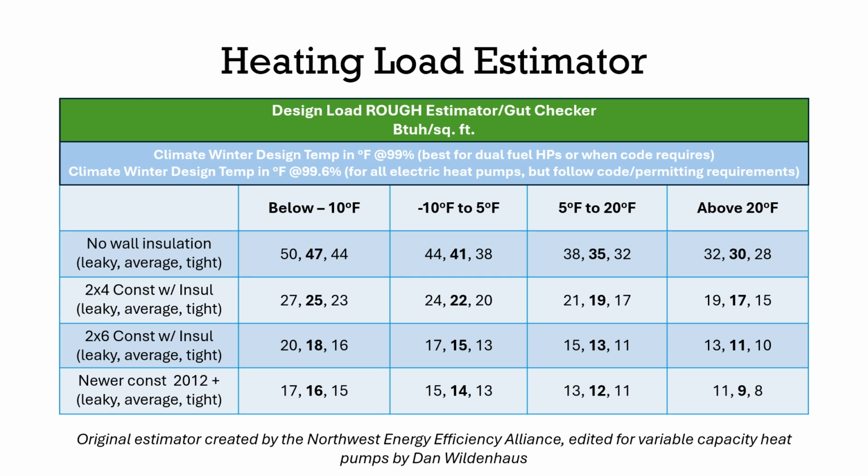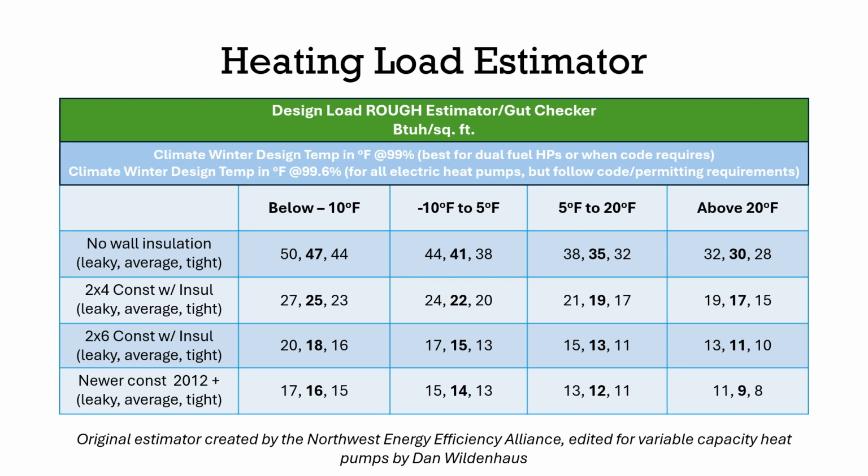So I want you to look at this 2x4 construction with insulation, and I'm going to look in the temperature bin of -10 to 5 degrees. You'll notice that I've got 3 BTU per hour per square foot numbers I could use: 24, 22, and 20. 24 would be if I thought the house was leaky or somewhat leaky. If I thought the house was average in building tightness, I would go with 22. If I thought the house was somewhat tight or tight, I would use 20. Now this is the heat load estimator for a standard house.